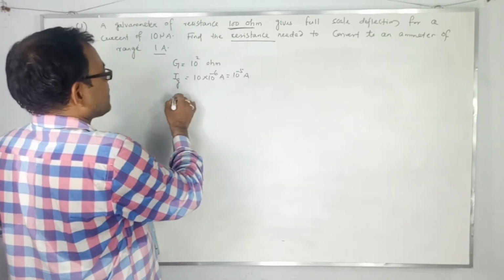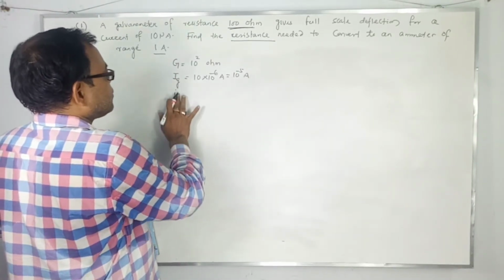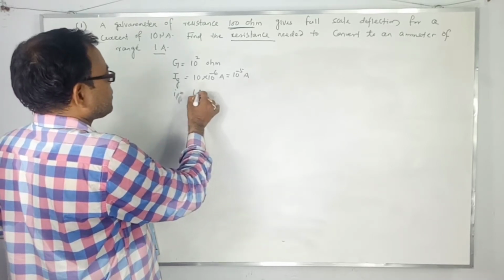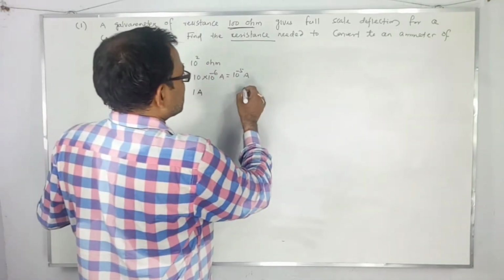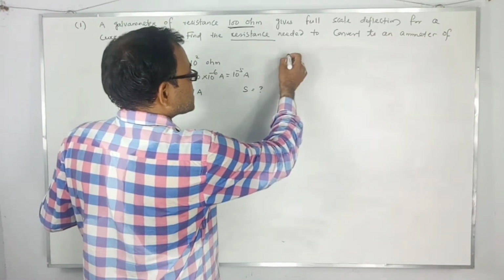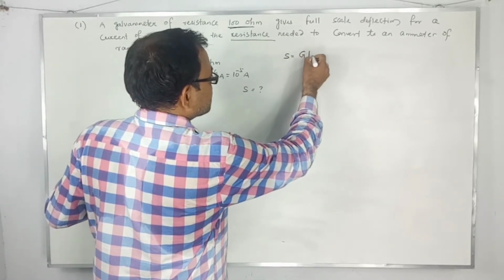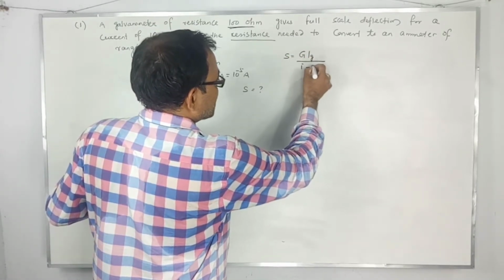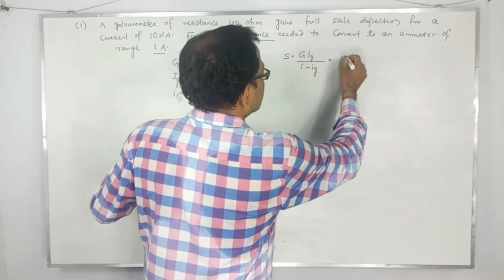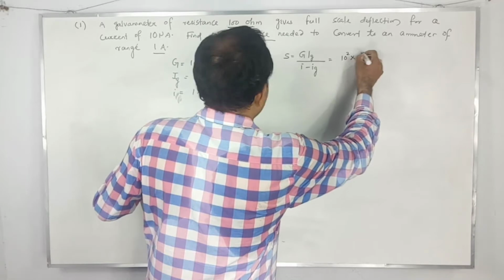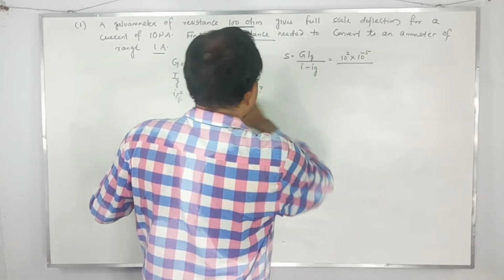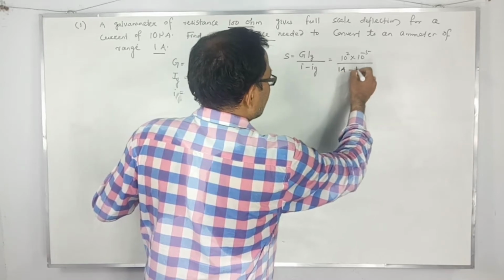Here another data is given, which is the ammeter to measure the current of 1 ampere, I equal to 1 ampere. So what is the resistance needed? That is S. It is called shunt, which is to be calculated by the formula S is equal to G Ig by I minus Ig. Here you replace the values of G as 10 square, Ig as 10 to the power minus 5, divided by I, as per the formula, I has taken 1 ampere, minus 10 to the power minus 5.